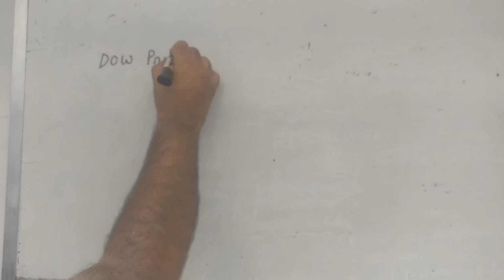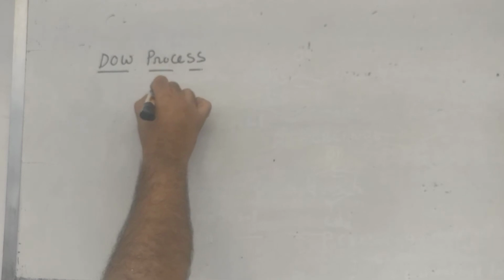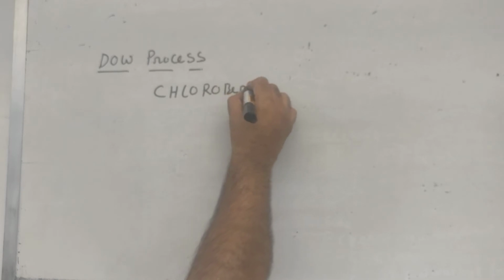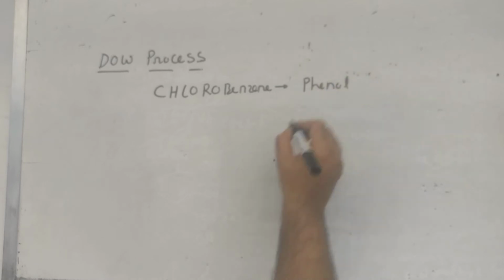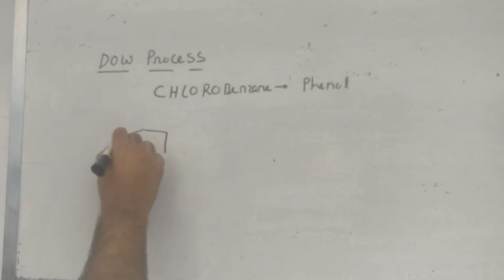So let us do the first method of converting chlorobenzene to phenol. The name of the process is called Dow's process, by which we can convert chlorobenzene to phenol. We want to convert chlorobenzene into phenol. It is a simple nucleophilic substitution reaction. We have got chlorobenzene. What we want to do is replace Cl with the OH group.